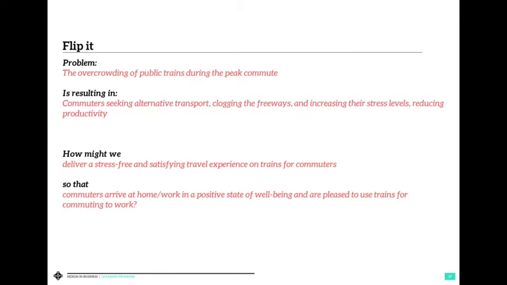So if you flip it, and this is a good technique to use, when you describe your problem, the overcrowding of public trains during the peak commute is resulting in people clogging freeways because they're looking for alternative transport, increased stress levels, and reducing their productivity. So it's actually the flip of how might we becomes the flip state of that. So you can use that as a guide.